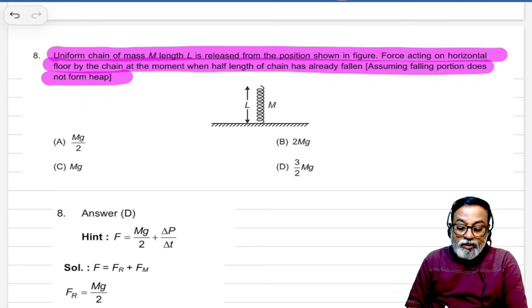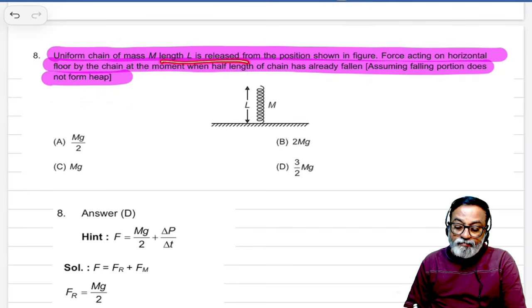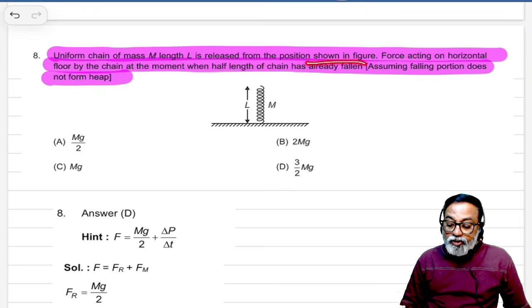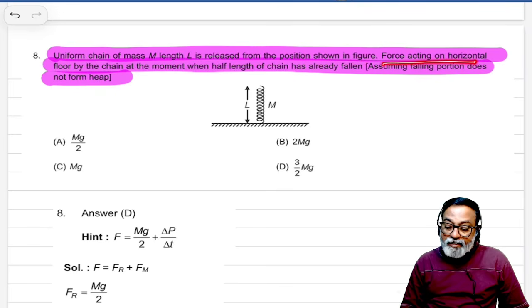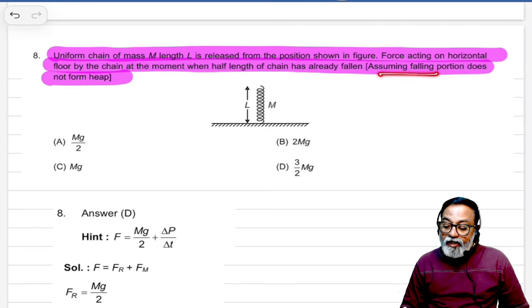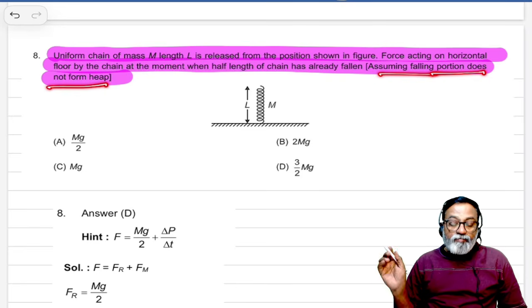See here, a uniform chain of mass m and length L is released from the position shown in the figure. Find the force acting on the horizontal floor by the chain at the moment when half of the chain has already fallen, assuming the falling portion does not form a heap.